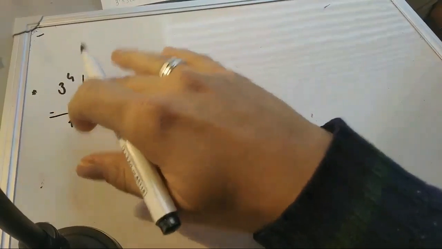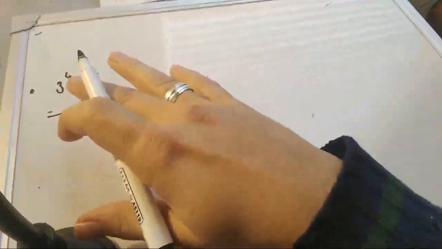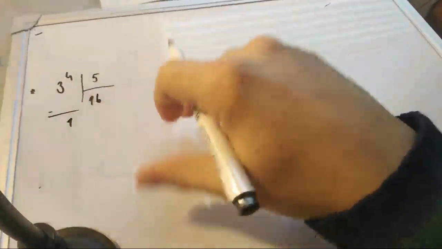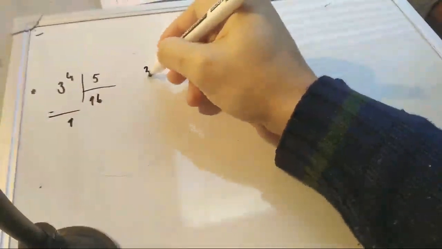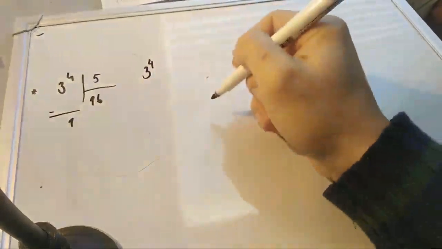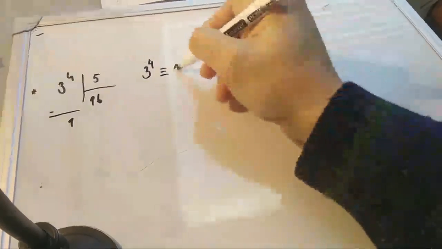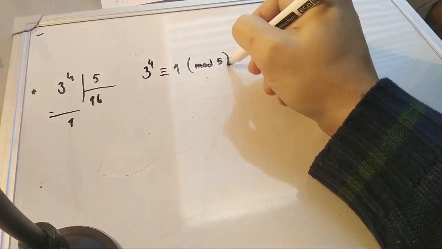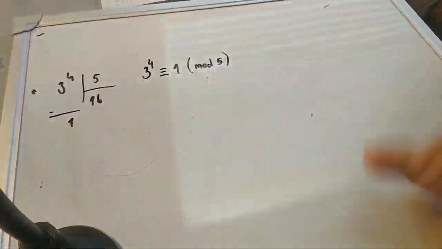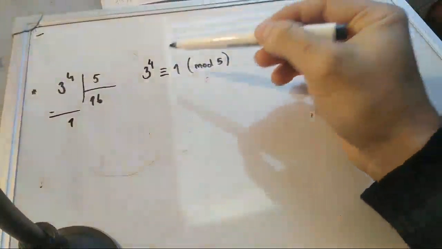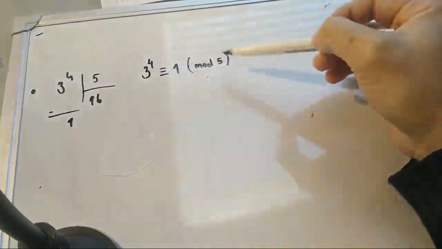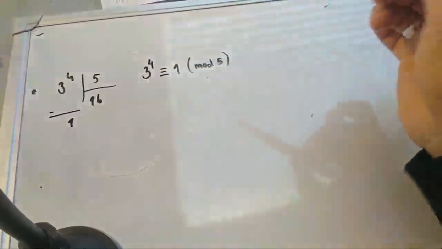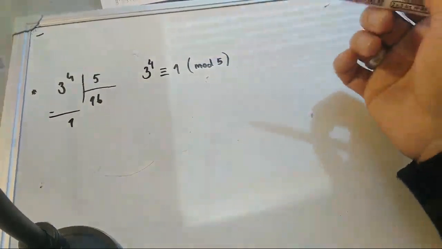So when we convert this division algorithm to the modular arithmetic system, 3 to the power of 4 is congruent to 1 in mod 5. This means that when we divide 3 to the power of 4 by 5, 1 is the remainder, 1 is the leftover.